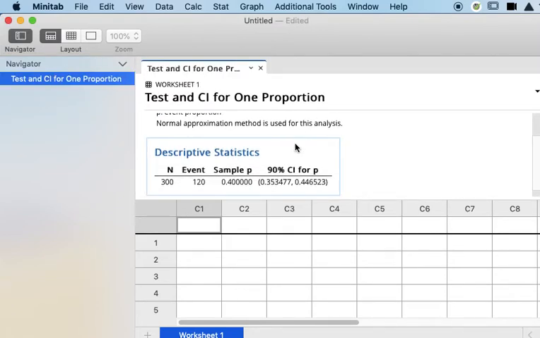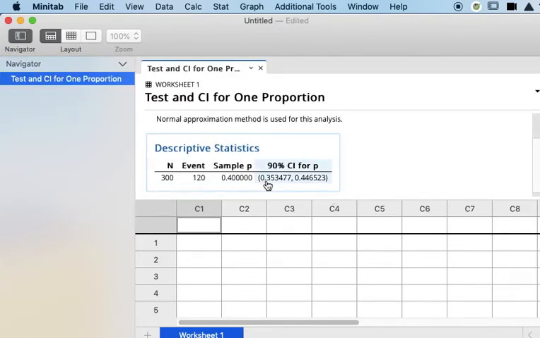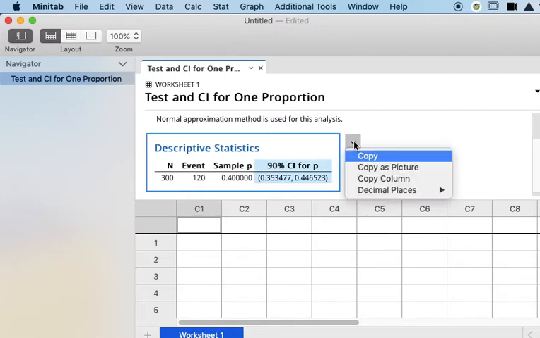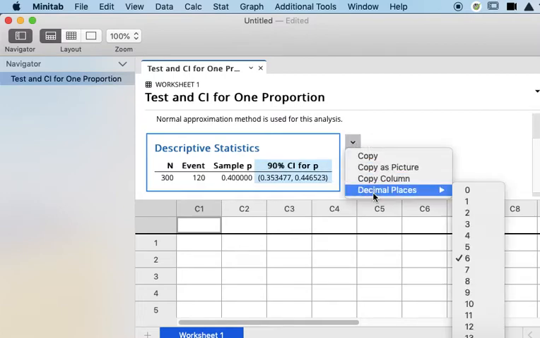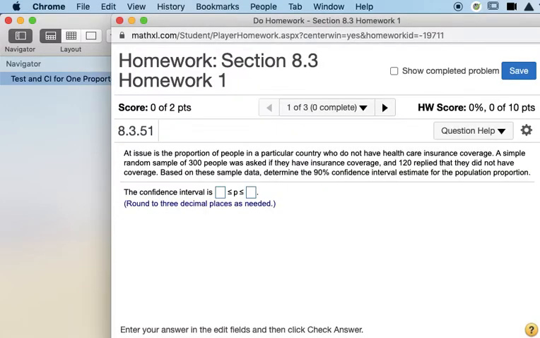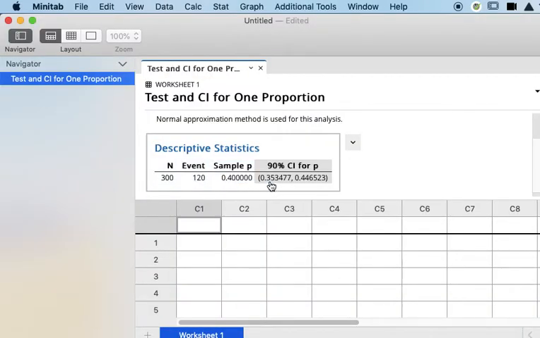And here is my interval. So it's 0.353477 to 0.446523. There's a lot of digits here, but remember, if you need to change the number of digits displayed, you can always click on it and then click on the drop-down menu and change the decimal places. This problem is asking me to round to 3 decimal places, so my interval would be 0.353 to 0.447. The 6 would round up.